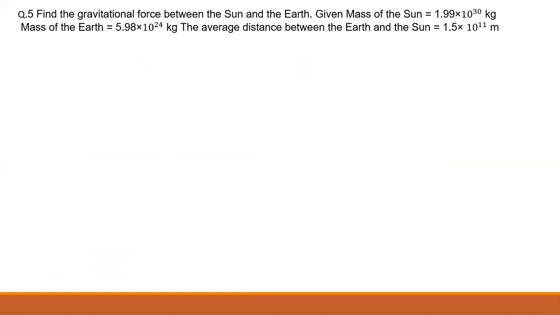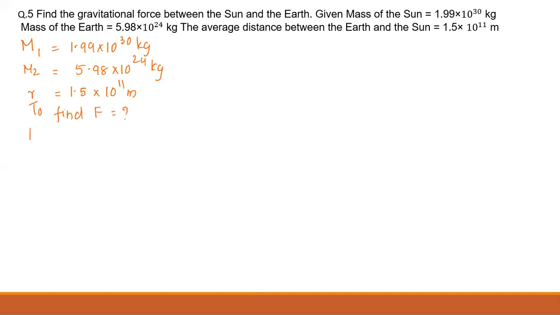Find the gravitational force between Sun and Earth. Mass of the Sun is given. Mass of Sun, let it be M1. M1 is equal to 1.99 into 10 raised to 30 kilogram. Mass of Earth is given. M2 is equal to 5.98 into 10 raised to 24 kilogram. Okay. Average distance between Earth and the Sun is given, let it be R. R is equal to 1.5 into 10 raised to 11 meter. Okay. We want to find out the gravitational force, to find F.